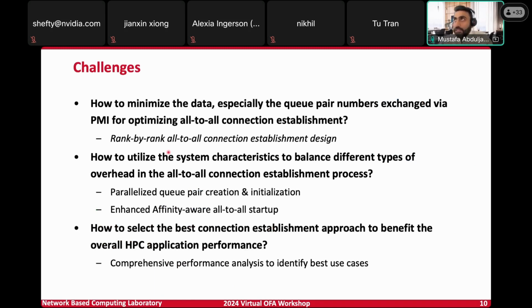So the challenges are to minimize the data that is to be communicated during this QP data exchange. And to attack this challenge, we have presented a design to reduce the data being exchanged by doing this rank-to-rank, all-to-all connection establishment in a more efficient fashion and reducing the data to be exchanged, as I will show next.